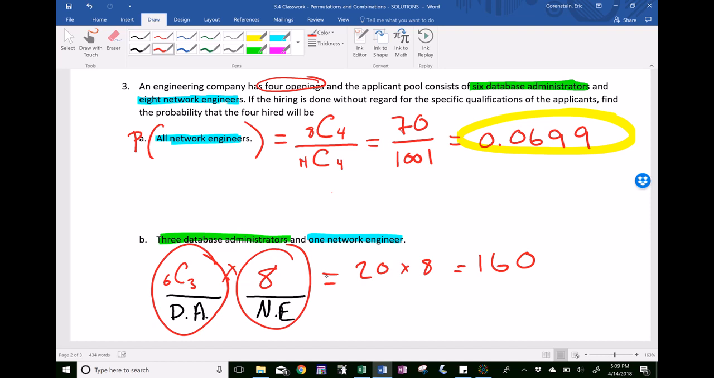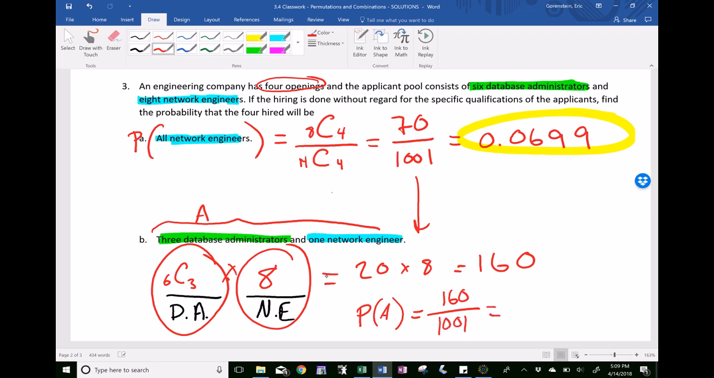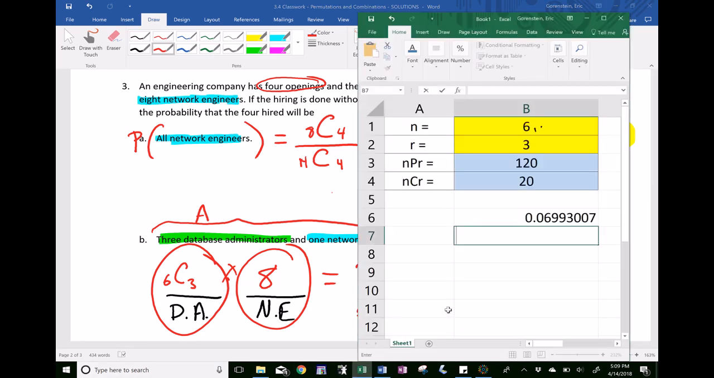And so the probability, this is our event, 3 and 1. The probability of this happening should be the number of ways it can happen, which is 160, divided by the total number of possible outcomes. And again, we have that from up top, 1001. That's the 14 combination 4. So we need 160 divided by 1001.